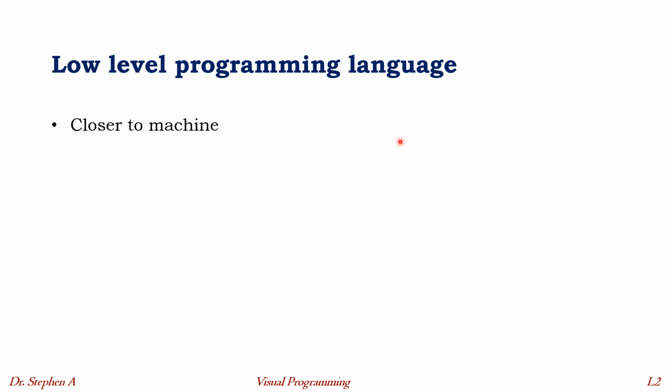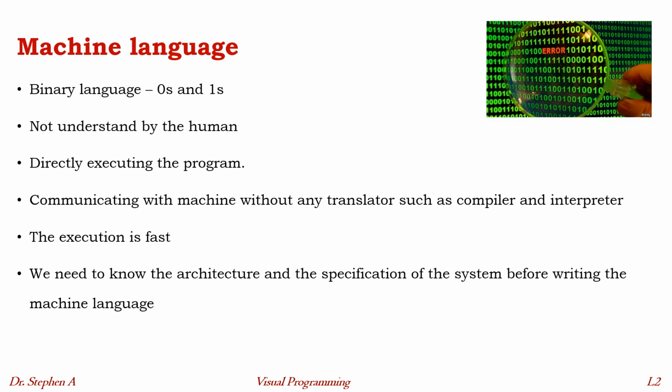What is a low-level programming language? A low-level programming language is very close to the machine. Machine language, we simply say, is binary language, that is 0s and 1s. Machine language cannot be understood by humans, but it can directly execute the program without any translator like a compiler or interpreter. Since it is very close to the machine, execution of the program is very fast.